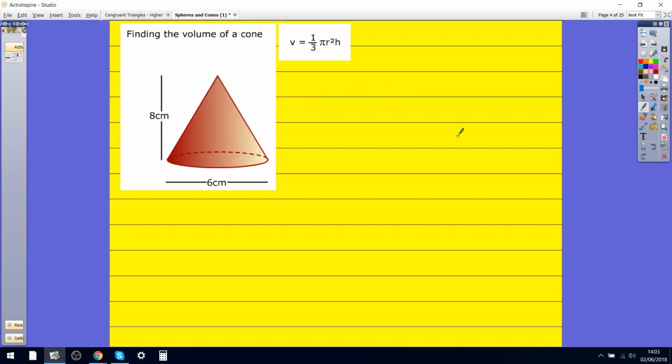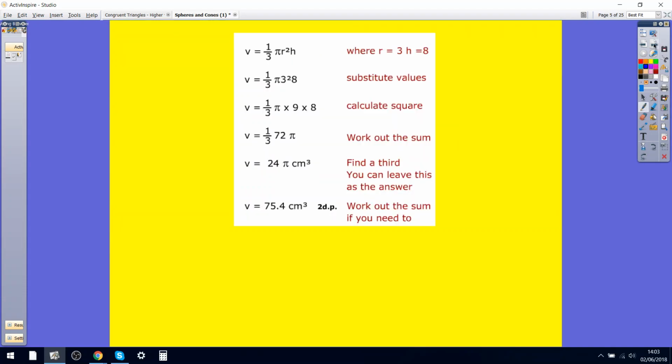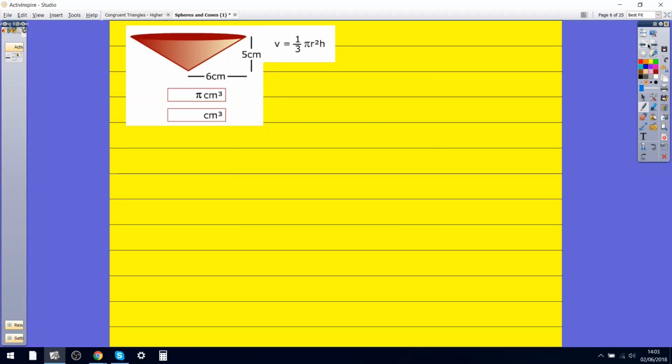Okay, volume of this cone. That's it. So you just have to half it to get the radius. That's fine. Put that in the calculator. This one. Yeah, that goes in the calculator.